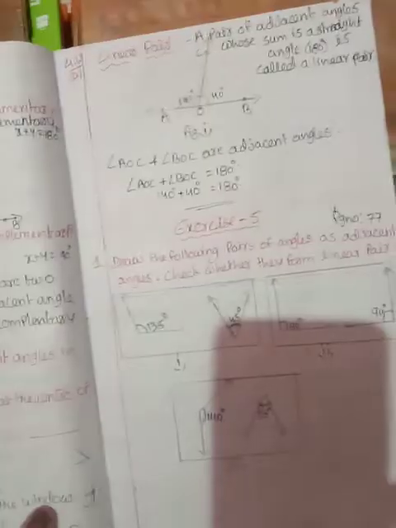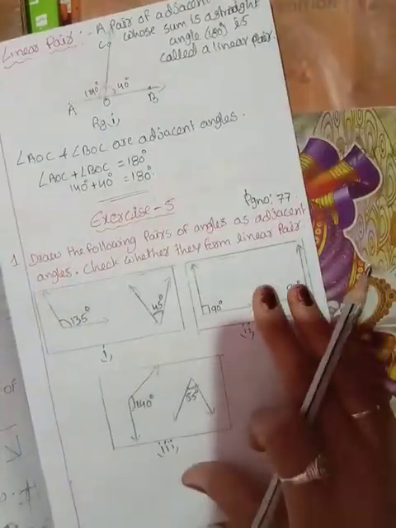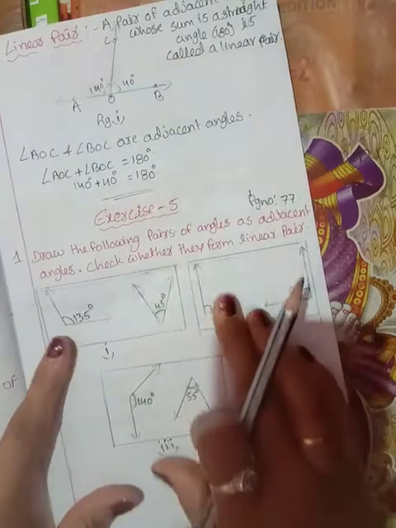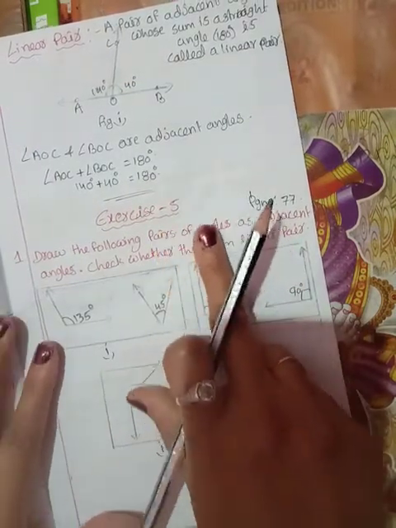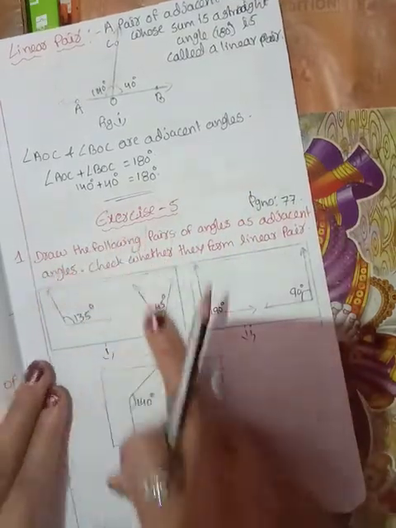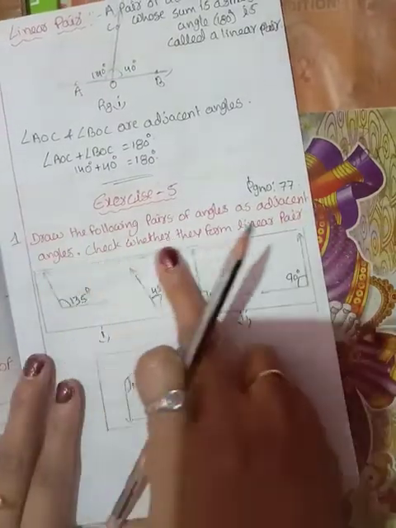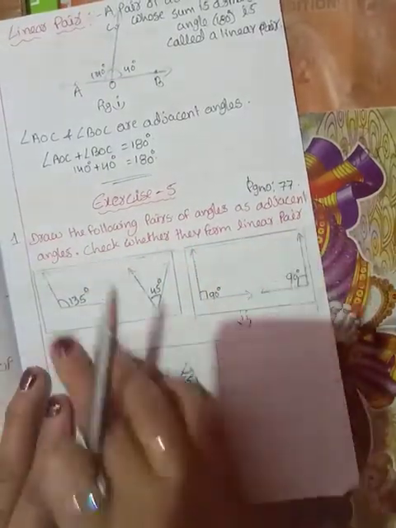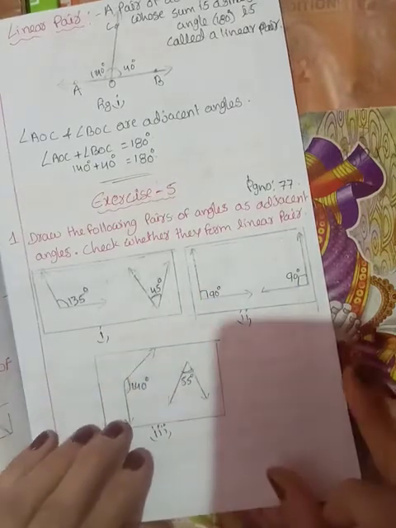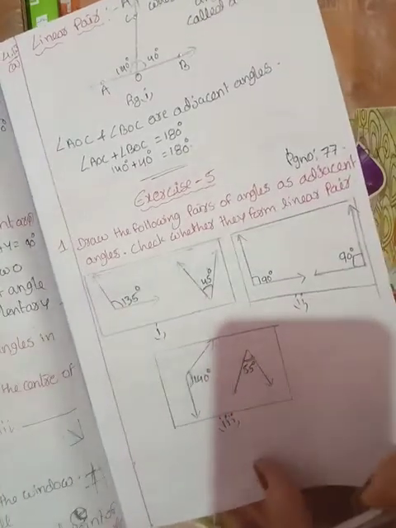Gagan, your notebook already has the exercise problems drawn. Today we learn all the problems and solutions in Exercise 5, page number 77 of the notebook. You can draw the following pairs of angles as adjacent angles, and check whether they form a linear pair. You can draw the solutions for the pairs of linear pairs, but you don't have space, so later go to the last page.